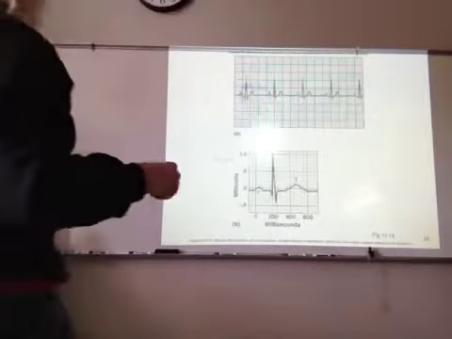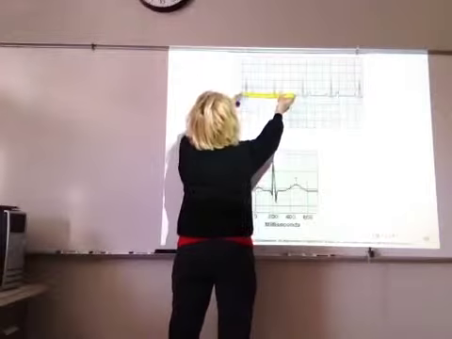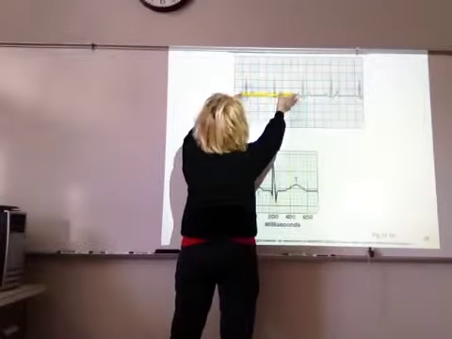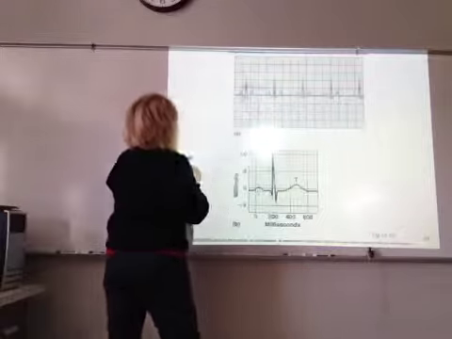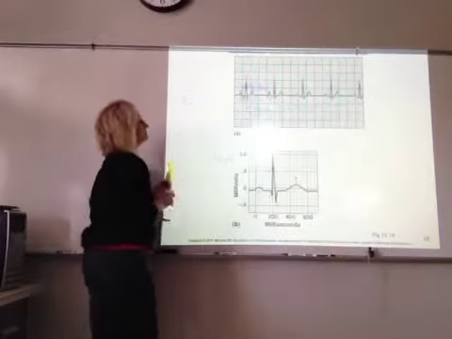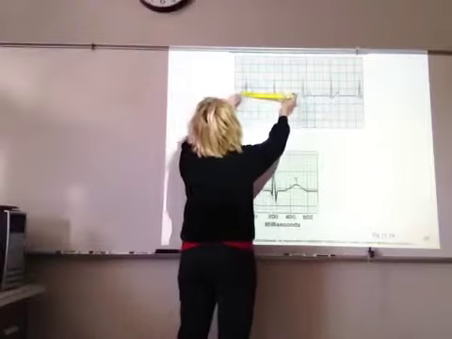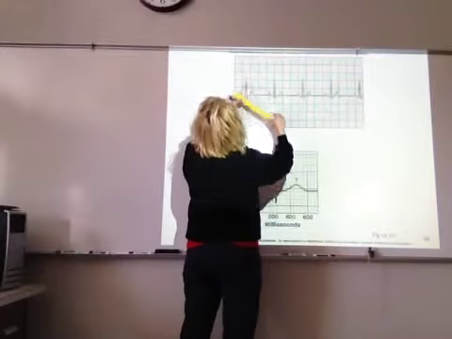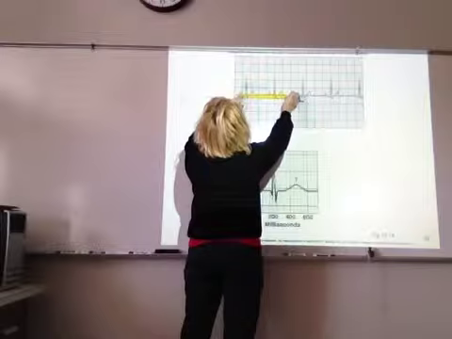So if I actually take a ruler and measure, so my entire cycle is, I'm going to round, I'm going to say 7 inches. My entire cycle equals 7. My work is 3.